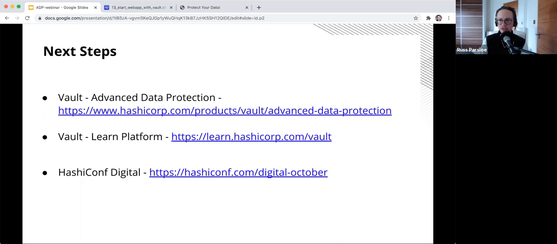We can also use something called Shamir. If people are familiar with Shamir secret sharing, we can give part of a master key to a number of trusted key holders to reconstruct it, or we can use something like an HSM or a KMS to do that.